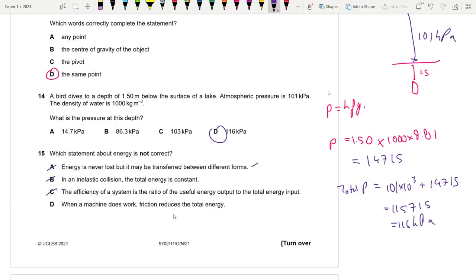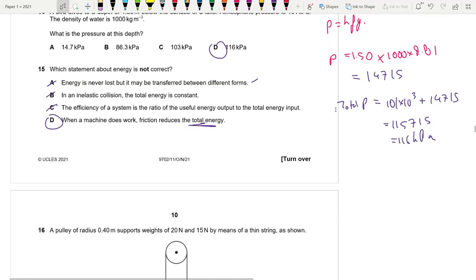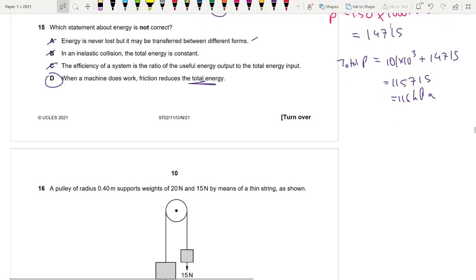When a machine does work, friction reduces the total energy. No, this is not correct, because work is done against friction, so some energy is lost as heat, but the total energy, the sum of useful plus wasted energy, remains the same. So 15 is D. This is not correct. The other three are correct.